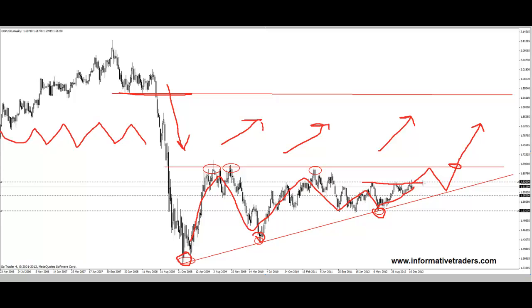We've obviously got to remember that we are in this sideways area at the moment, so I want to see that break out of that. But if we do, this could look promising for a longer term long.